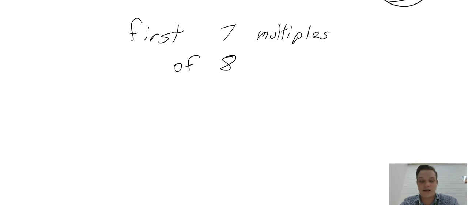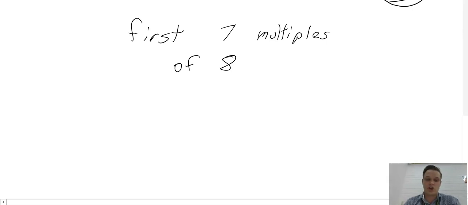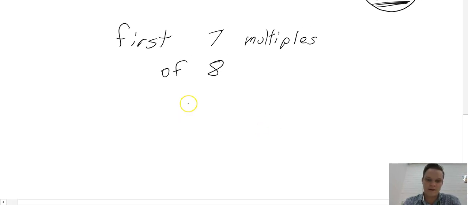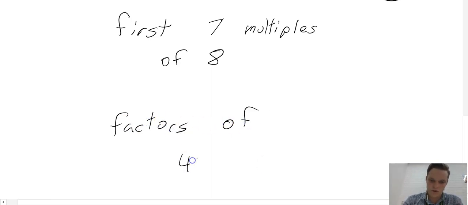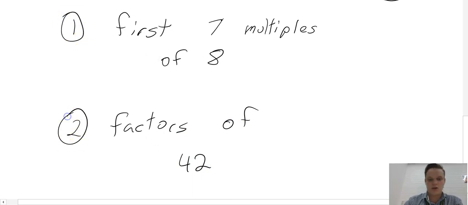Bring it to me in class tomorrow, as well as if you can show me all the factors of, let's do 42. So if you can come and show me those 2 things, those 2 things are the key things I want you to do. Bring them to me tomorrow for a special prize.